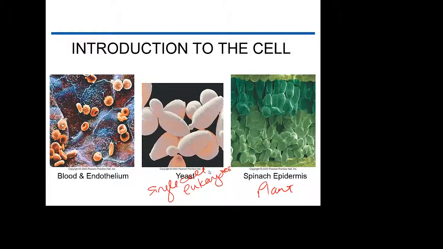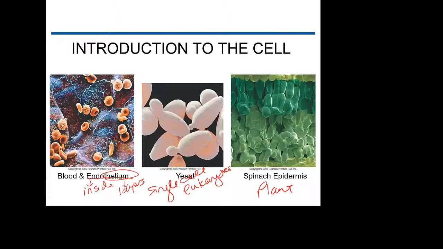And then we have things like blood and endothelium. Endo is inside. And when we talk about thelium, we're always talking about layers. So this is essentially an inside protective layer that we see for the inside of your capillaries, blood vessels, inside of your organs, lots of places.